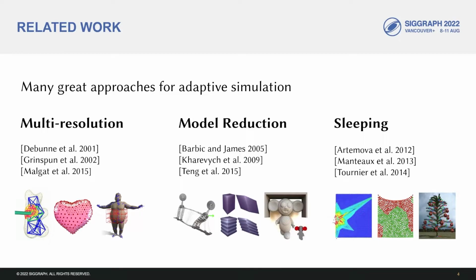Many beautiful techniques aim to speed up the simulations by approaching the problem from different angles. For instance, there are multi-resolution methods that use hierarchies for adaptive refinement. Model reduction has been a successful approach for generating fast, low degrees of freedom elastic simulations. Sleeping in the inertial frame is also a valuable technique for saving computation time.